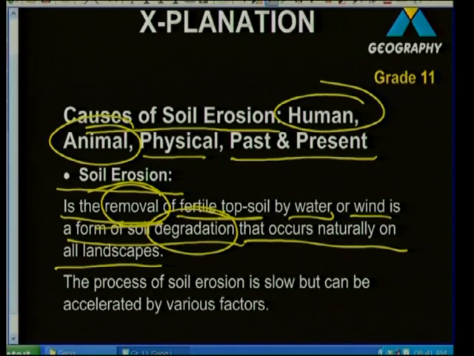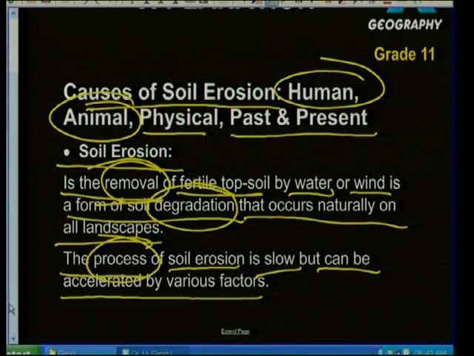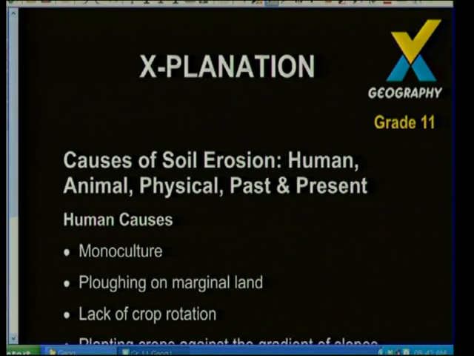Soil erosion is a natural process, and as we've discussed, remember the four concepts of relief, climate, biological activity, as well as time. These factors influence the rate at which soil erosion occurs. Another possible definition is the process of soil erosion is slow, but can be accelerated by various factors. We will look now closely at these factors.